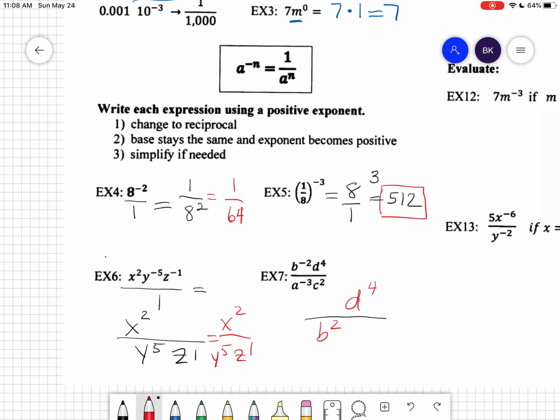Now let's take a look at the bottom. A to the negative third is negative, so I have to take a reciprocal of it, right? So it's going to go up to the top. A to the third becomes positive, and C to the second is positive, so it stays where it is, which is the bottom. That is my final answer, you guys.